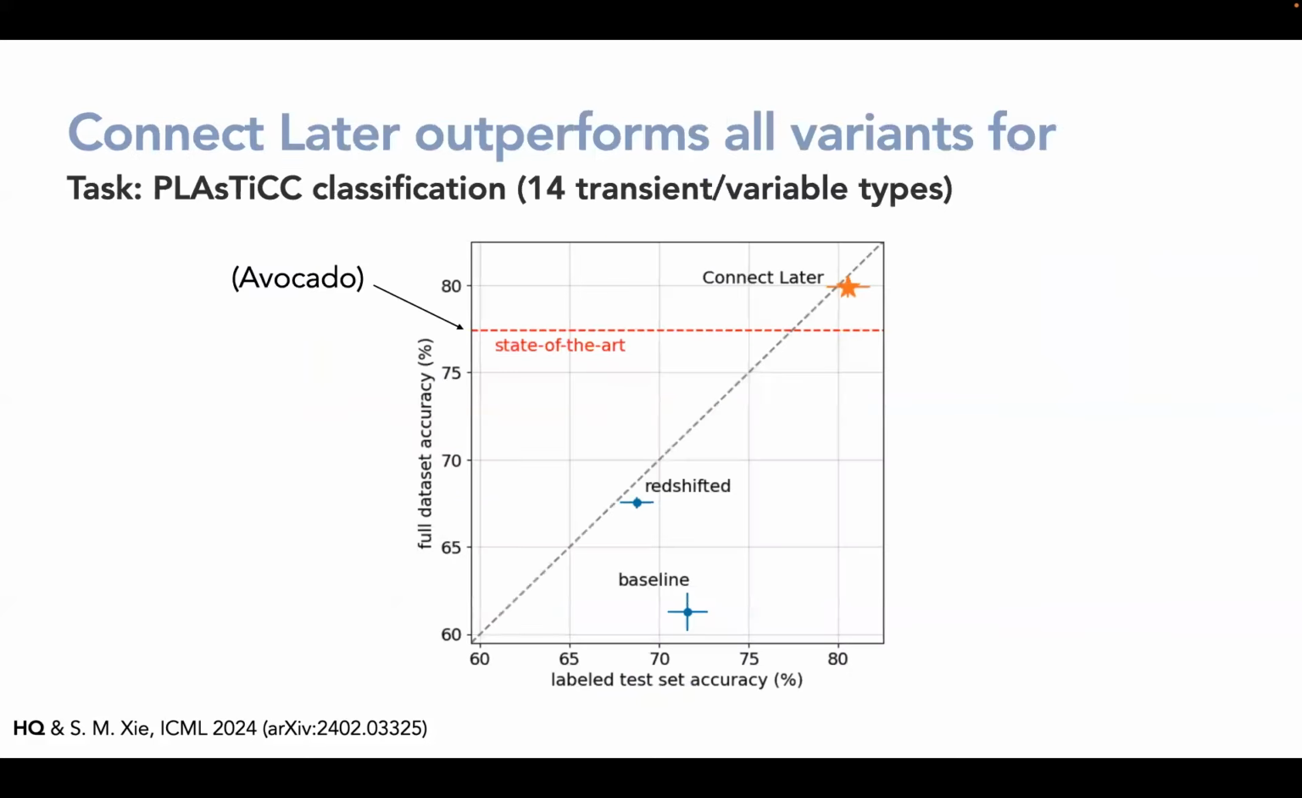So in fact, we find that Connect Later, this two-step training paradigm, improves on our baseline, simply training on the redshifted data set, and it also improves on the state of the art, which is the winner of the PLAsTiCC competition called Avocado. And Connect Later actually is a general framework that is agnostic to architecture and problem. We've tested it, this is an astronomical example, but we've also tested it on examples like wildlife classification from images and tumor detection from histopathology slides, and we find that it beats the state of the art on all of these different tasks that we tried.